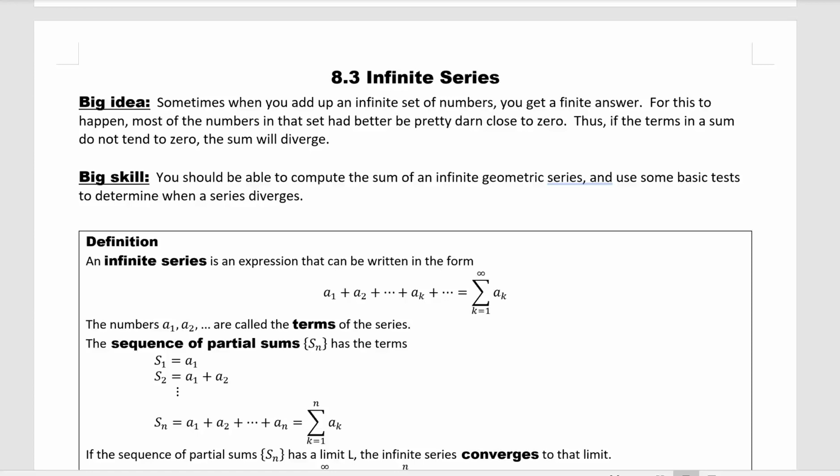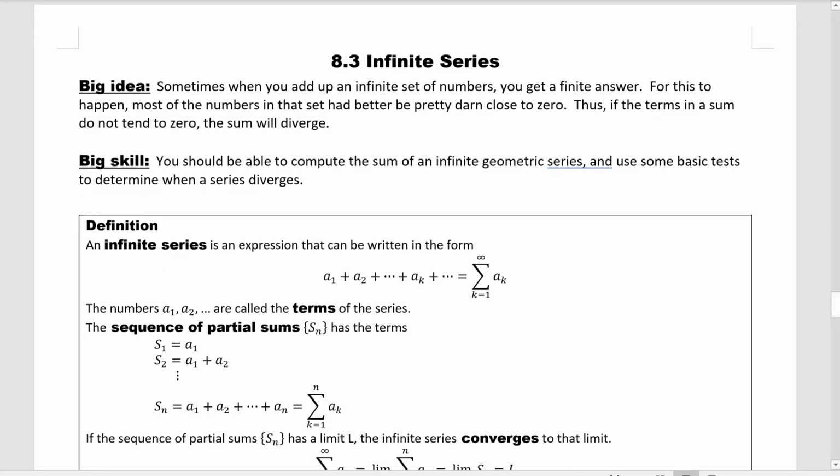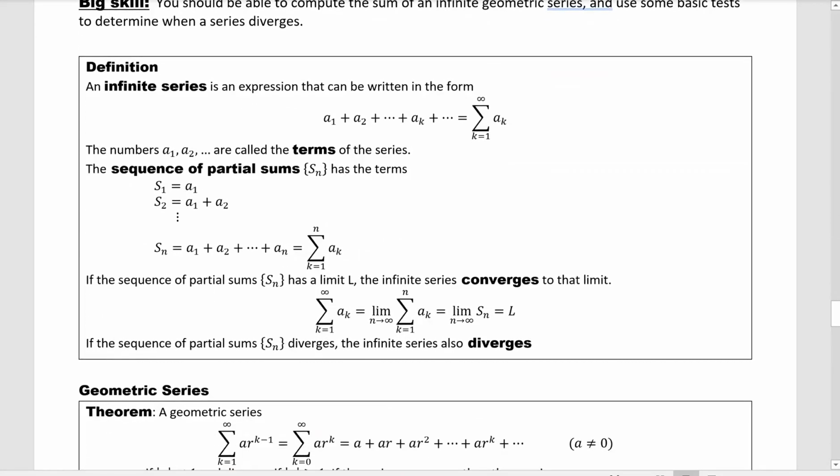Big skills: you should be able to compute the sum of an infinite geometric series and then use some basic tests to determine whether a series converges. Okay, so last time we talked about sequences. So today we're going to talk about series.